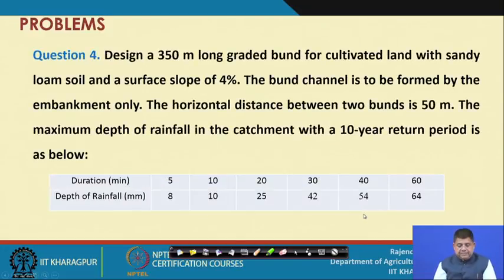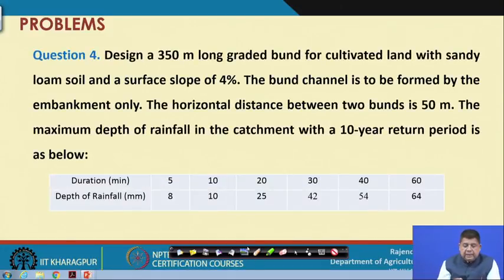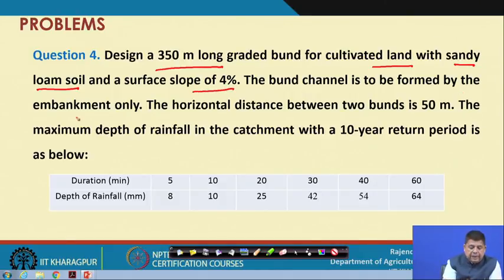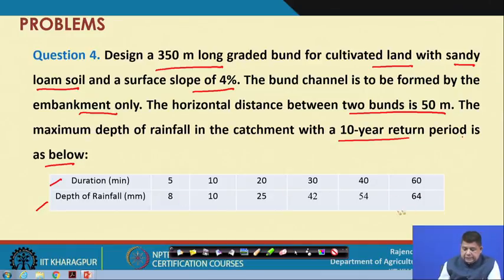So, now we go to the last problem. Design a 300 meter long graded bund for cultivated land with sandy loam soil, surface slope of 4%. The bund channel is to be formed by embankment only. The horizontal distance between two bunds is 50 meters. The maximum depth of rainfall in the catchment with 10-year return period is given below. So, the duration versus depth of rainfall relationship is given here.